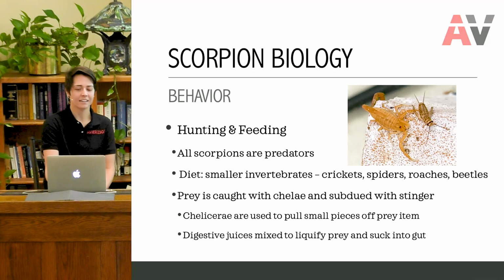The chelicerae are used to pull off small pieces of the prey item. So once it's caught its prey and it's ready to eat, it does so by ripping off these tiny pieces of the prey that it's just caught and then ejecting a digestive juice to liquefy the prey. And the reason for this is because scorpion digestive systems are actually only able to digest liquid. They wouldn't be able to just chew up this cricket and eat it whole. They have to liquefy it first before it's sucked into the gut and processed for further digestion.